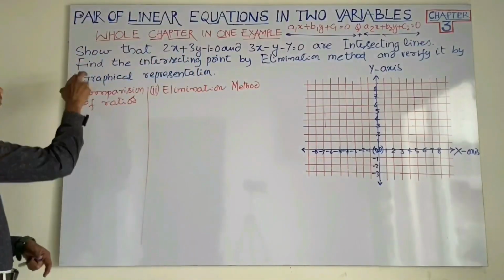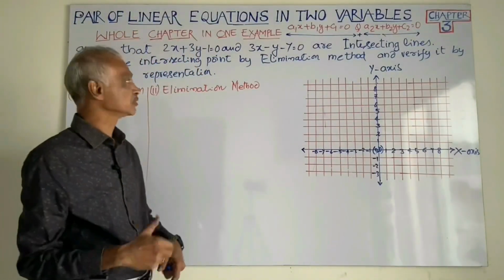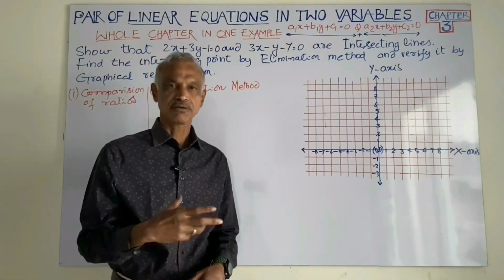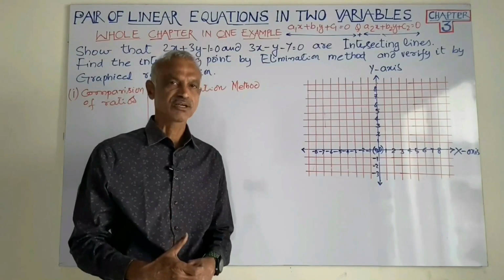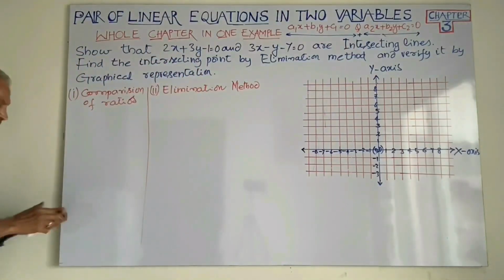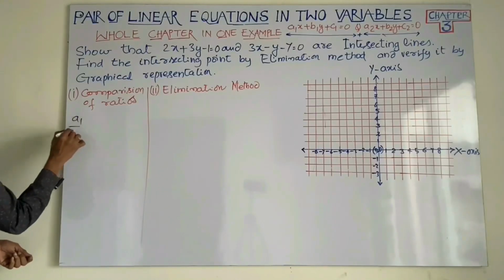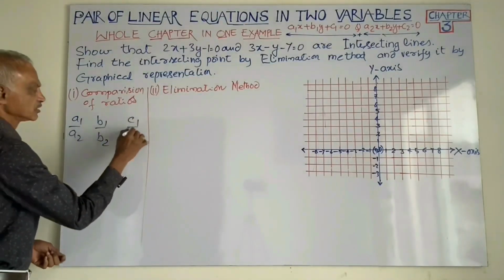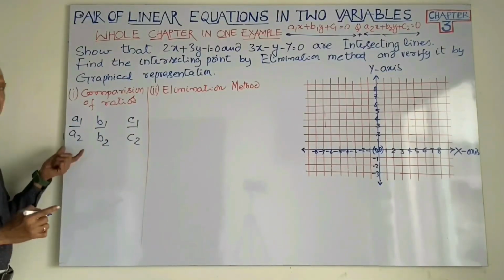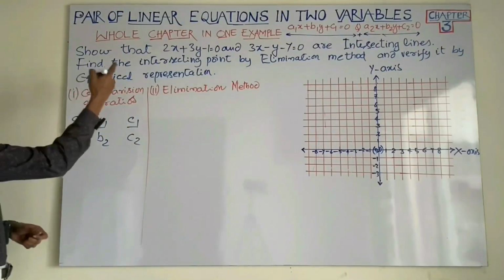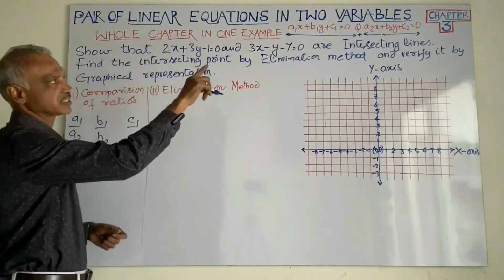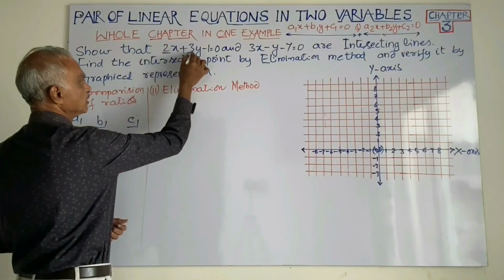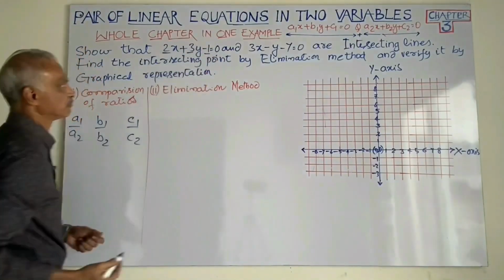First, we have to show that 2x plus 3y minus 1 is equal to 0 and 3x minus y minus 7 is equal to 0 are intersecting lines. What is the condition we have? We have to find a1 by a2, b1 by b2 and c1 by c2. We have to find the ratio of coefficients. What is a1 here? You see a1x plus b1y plus c1. What is a1 here? 2. b1 is 3 and c1 is minus 1.